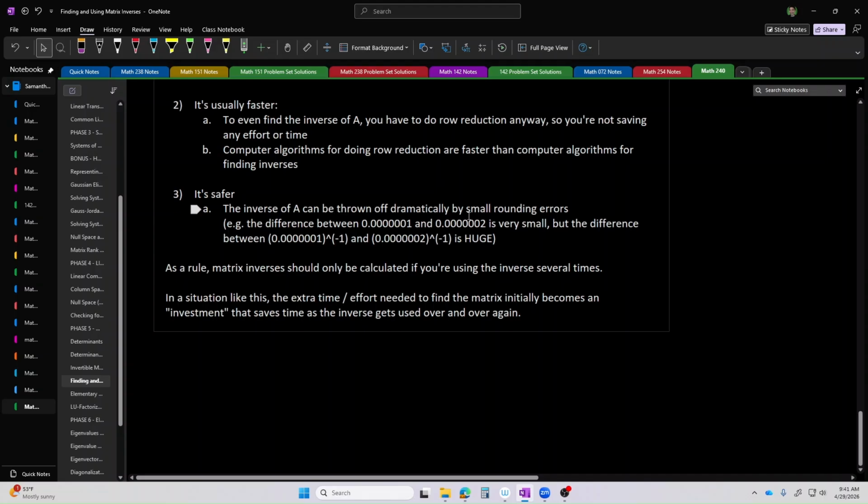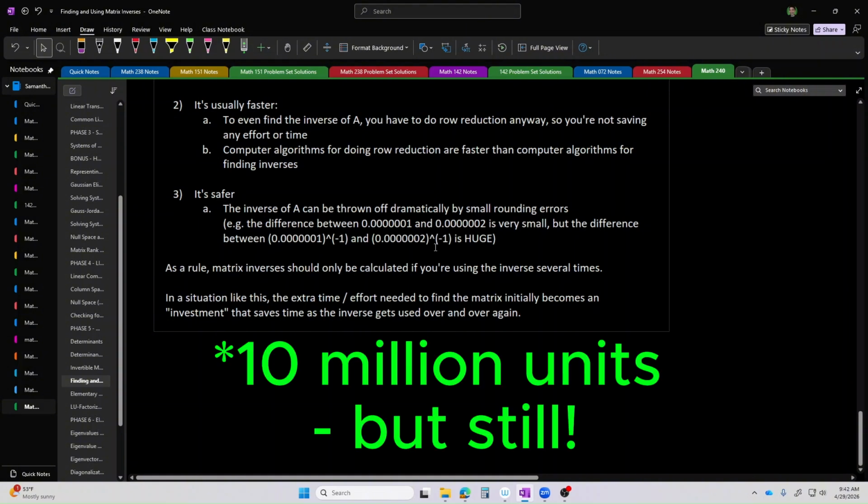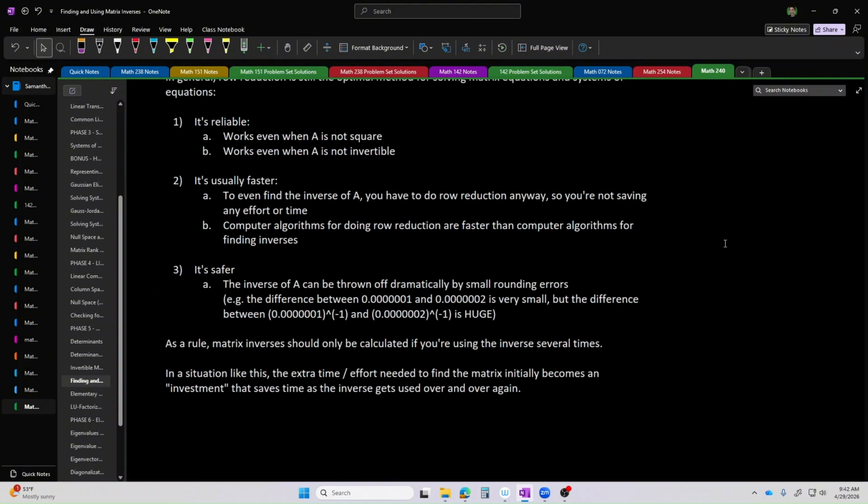But when you take their inverse, this small difference becomes a gigantic difference, right? A difference of like a billion units. Small rounding errors in the matrix A can balloon to gigantic rounding errors in A inverse. So that is another weakness of inverses.